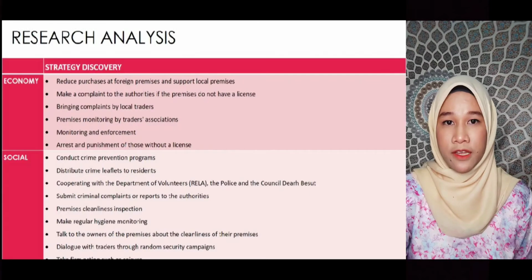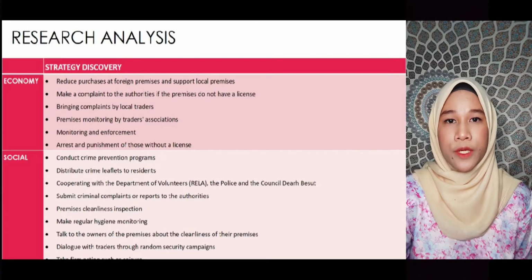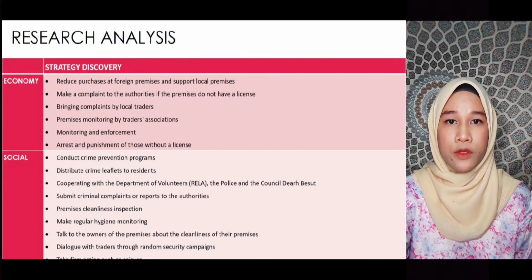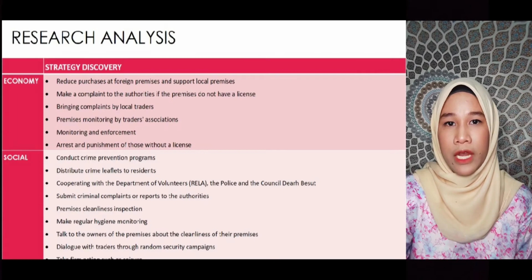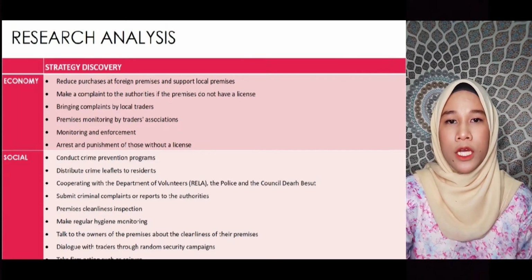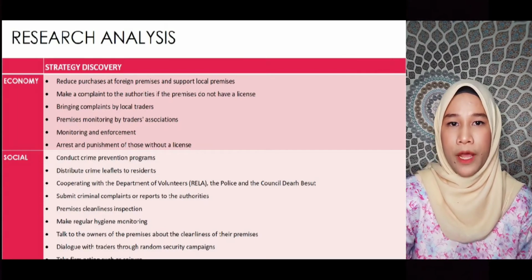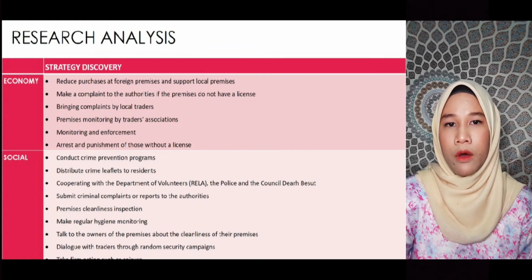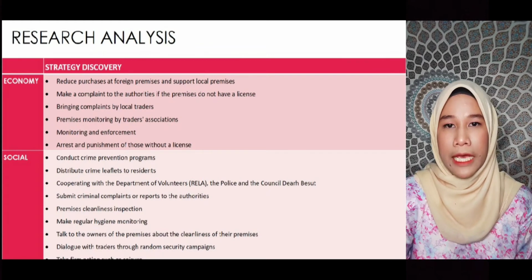The strategies discovered from the economic aspect: reduce purchases at foreign premises and support local premises. Make a complaint to the authorities if the premises do not have a license. Bringing complaints by local traders. Monitoring of premises by trade associations. Monitoring and enforcement: arrest and punishment of those without a license.